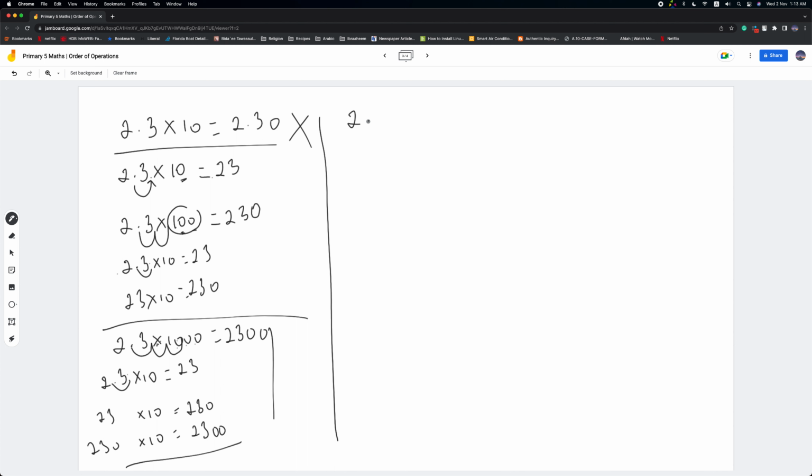Now, what happens if it's something like 23.4 multiply, let's do 2.34 instead. Okay, so if you have 2.34 multiplied by 10, you see you're going to shift once. So when it shifts once, it's going to go here. So it will be 23.4. Okay, so it's quite straightforward. If you have 2.456 times 100, you shift twice.